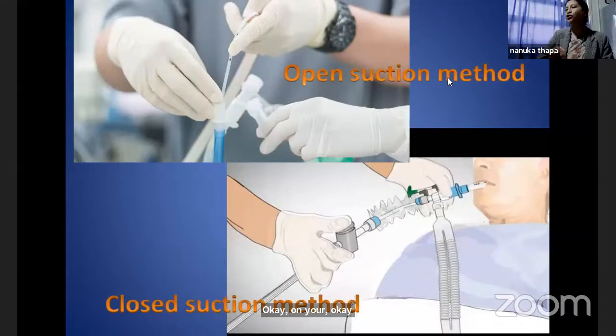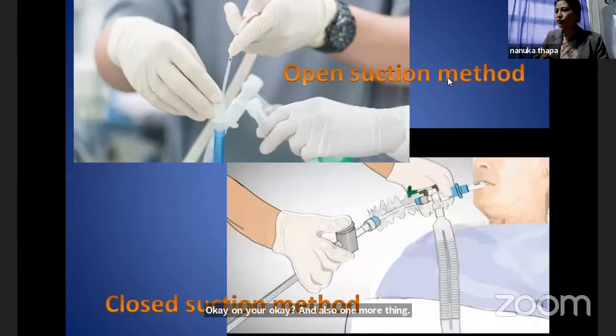Okay. And also one more thing, if you do an open suction, what will happen? You have to remove the ventilator circuit, right? So whenever you remove a ventilator circuit, what will happen? The patient won't get the tidal volume, the ventilator support, okay? So sometimes the alveoli or the lungs might collapse, right?